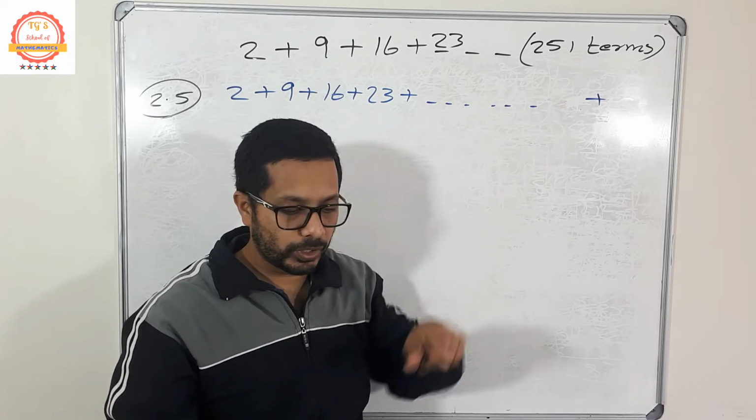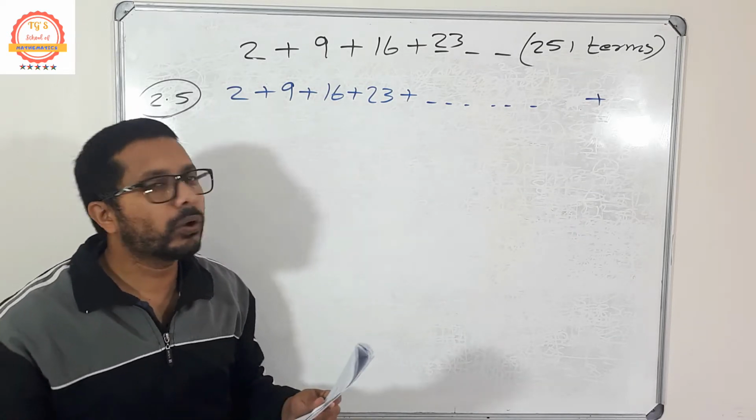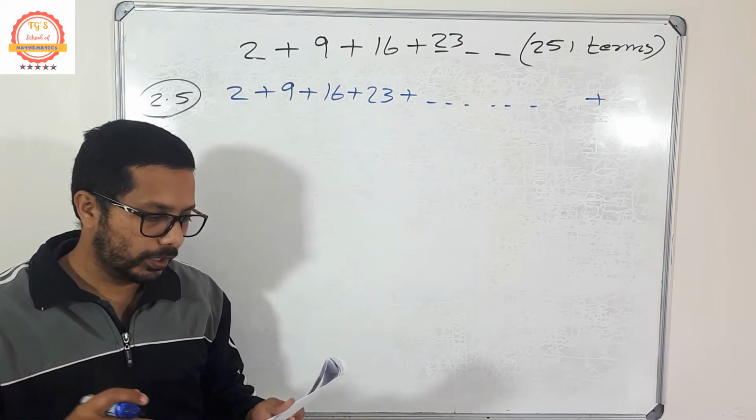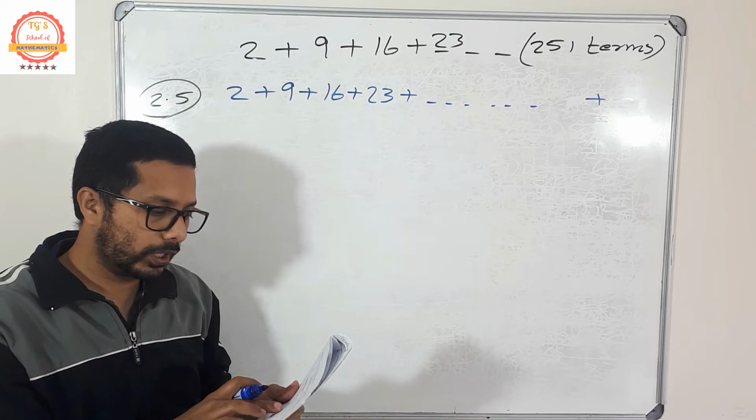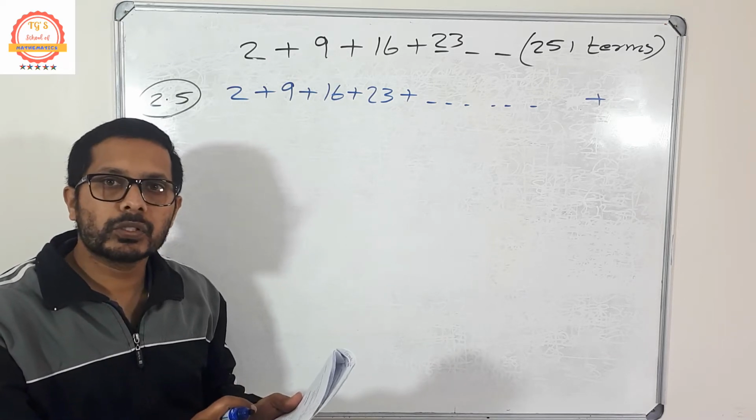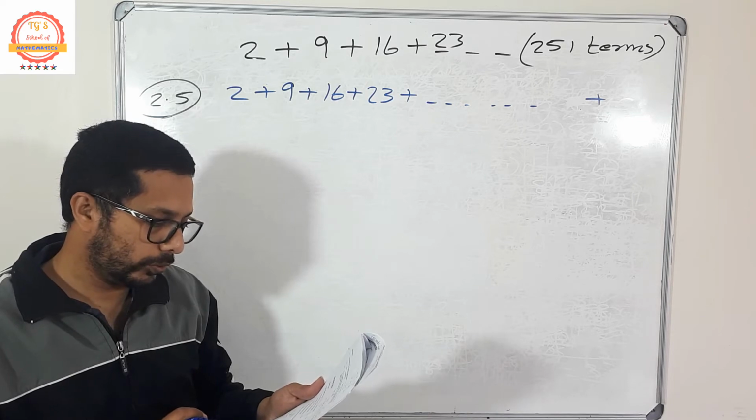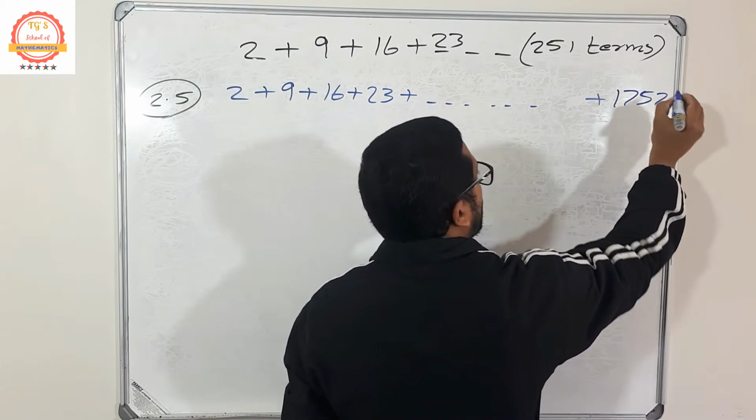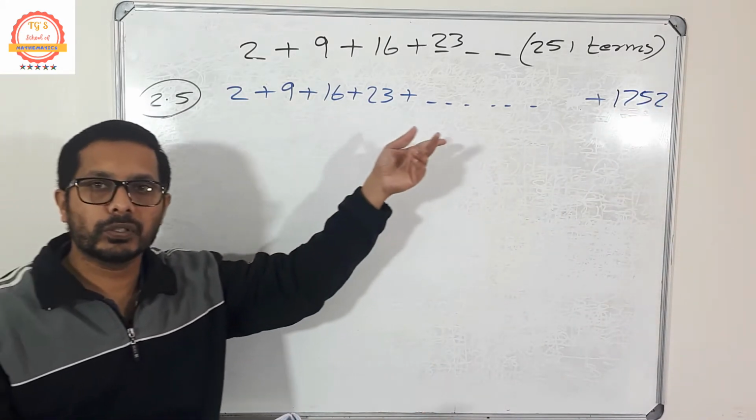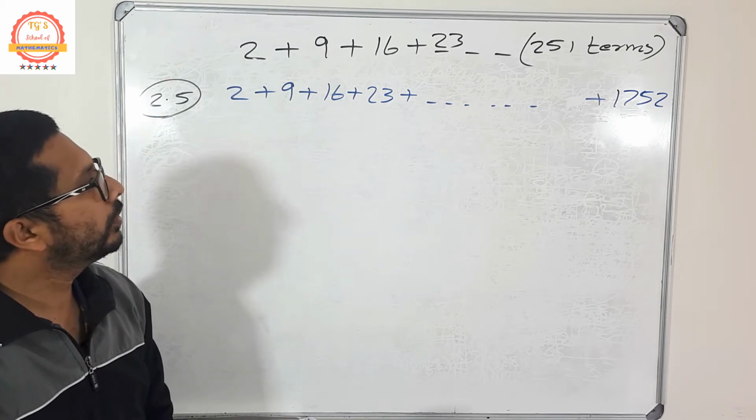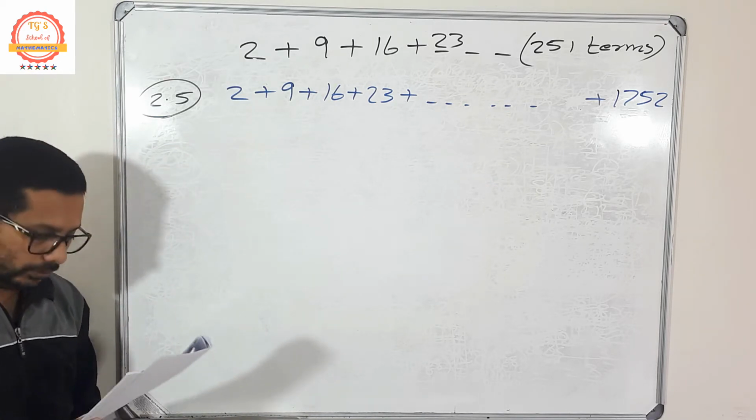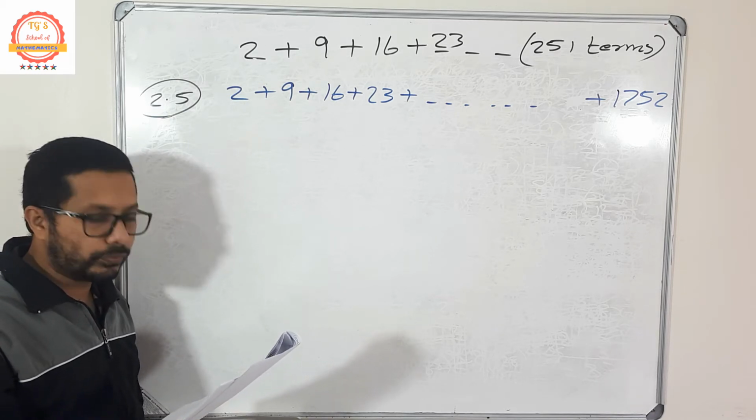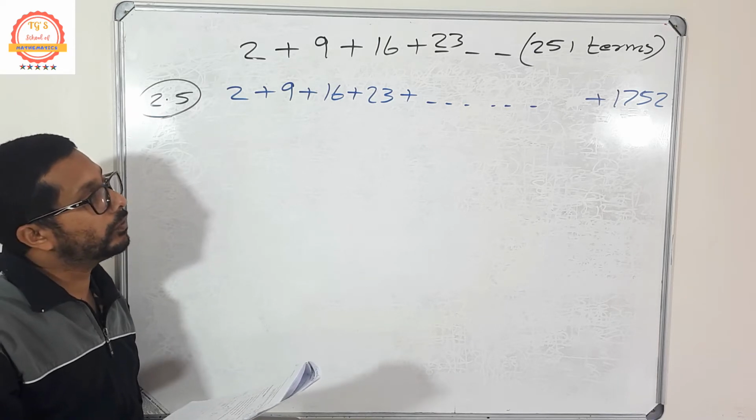251 terms. And look at question number 2.2. We already know the 251st term. What is the answer in that question? Calculate the 251st term of the series. You got that in question number 2.2. Your answer was 1752. So we know the last term, that is 1752. Now you have to find how many terms in the series are divisible by 4.